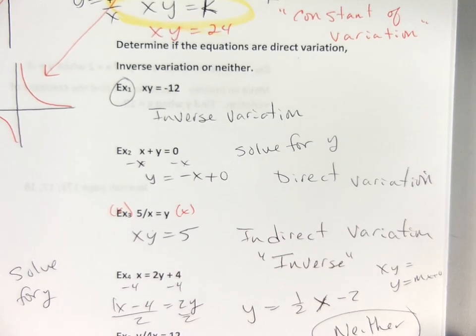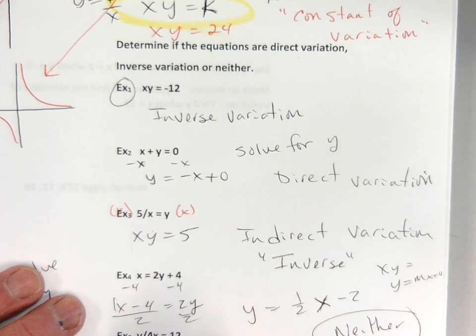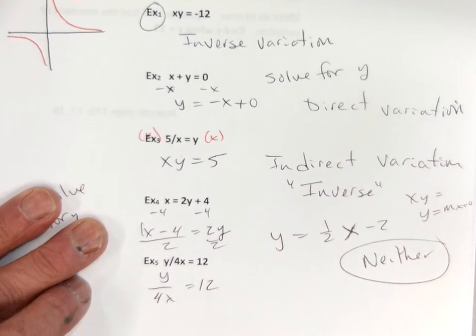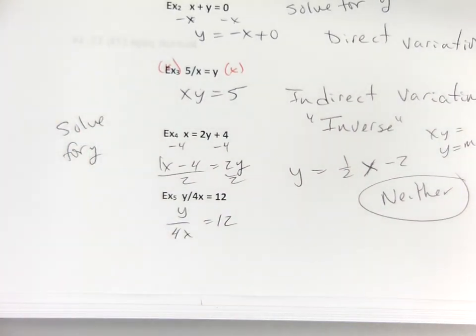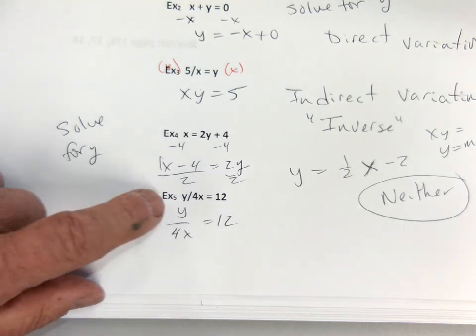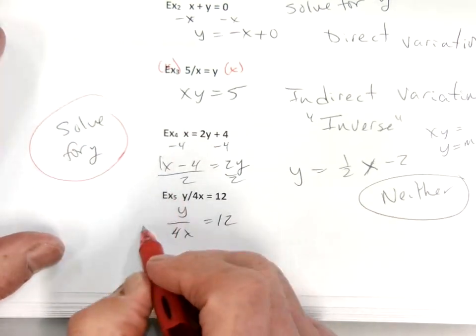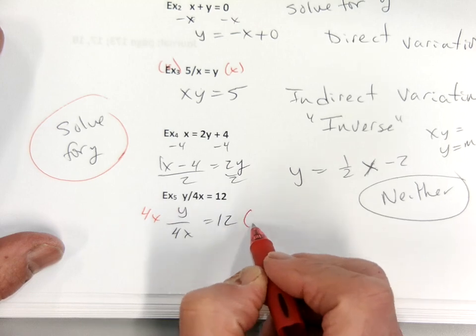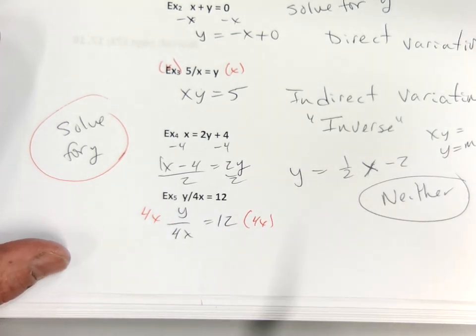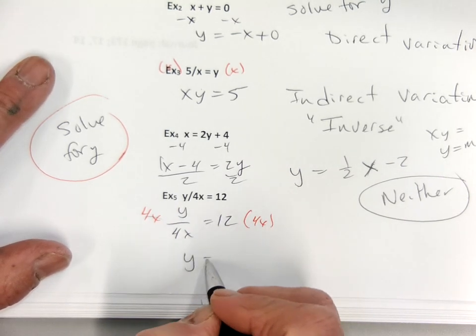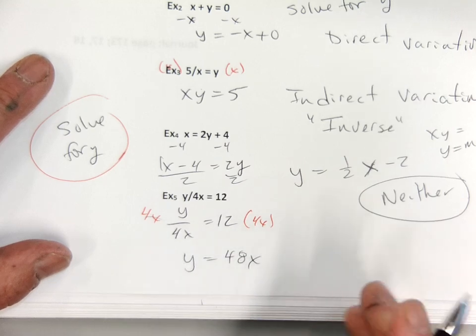All right, now, 5 is a little tricky, but let me rewrite this, y over 4x equals 12, okay? I'm just going to rewrite it that way. It's just easier to see it that way. I'm not very good at typing up these things, but if I solve for y again, multiply by 4x, I'd have a y equals 48x.